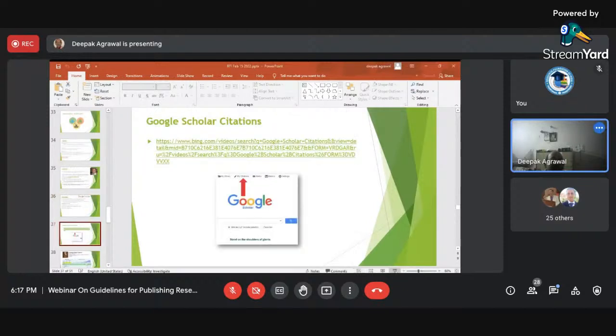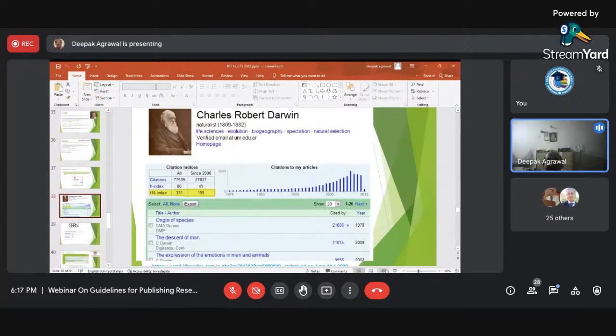This is the link. Presently, I'm not going through it. So you can go to the Google Scholar site, go to my registered URL, go to my citations, and you can access the information. This is an example of Google Scholar index.